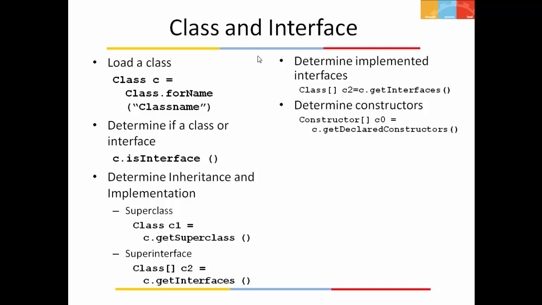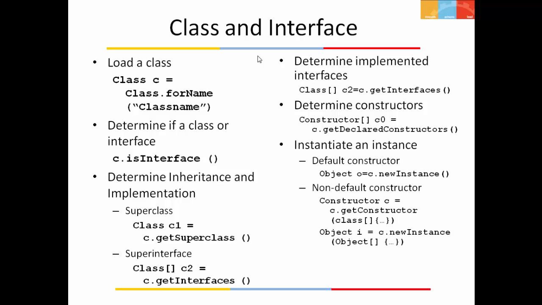So these are different examples that I'm showing. This is how you can use this reflection mechanism. So how do you instantiate a particular object? For example, if you want to use a default constructor, you can say C.newInstance, and then you will get an object. For a non-default constructor, you can do it like this: Constructor C equal to C.getConstructor, and then you can get a particular constructor that you're looking for.